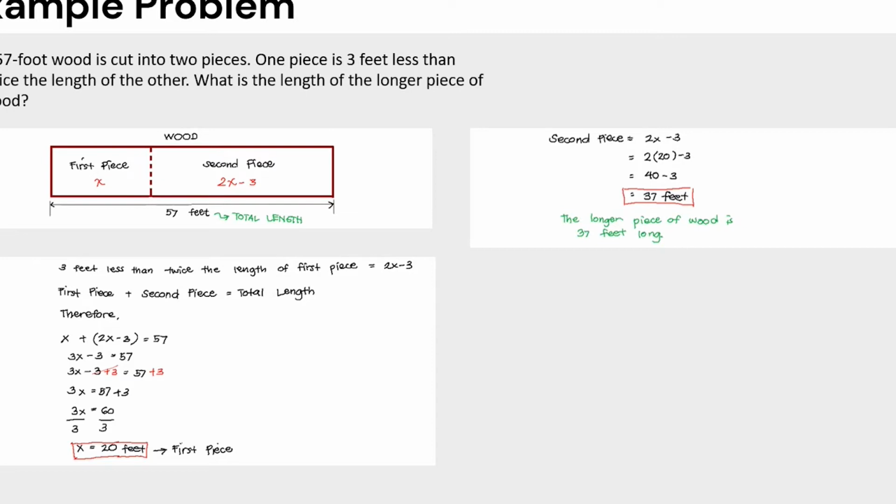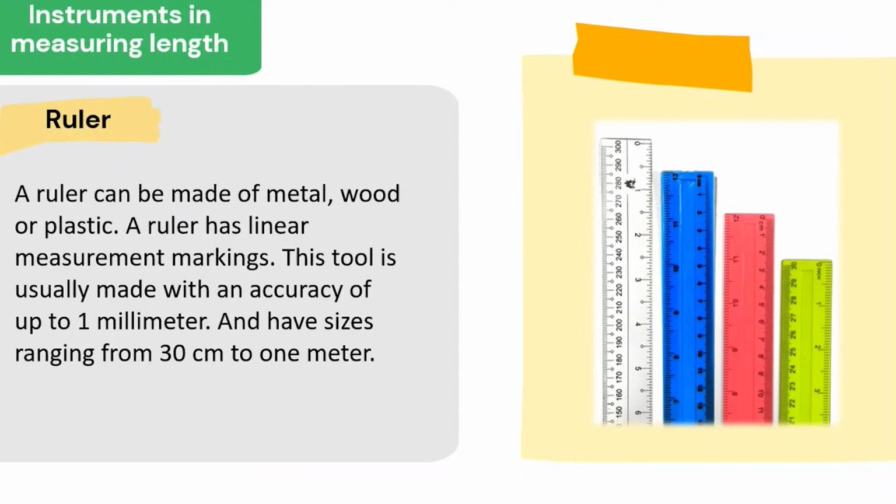Ito yung first piece. So going back to our problem, it asks us for the measurement of the longer piece, but ang alam lang natin is yung sukat ng first piece, which is 20 feet long. In order to determine which one is longer, we use the value of x to also find the length of the second piece. So therefore, 2x minus 3, substitute yung value na x na 20, ang makukuha nating sagot is 37 feet. And now we can identify which one is longer, and that is the second piece. Next slide.